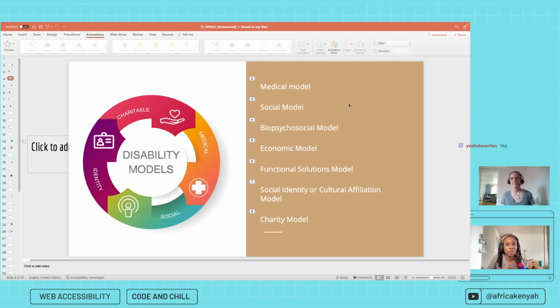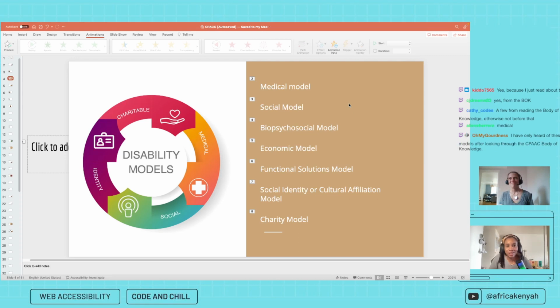Have you heard of any of these, Dorlin? Well, I have, but like I said, I had studied for this exam before, and I actually took the study class that Deck University had done, and they went through them pretty well. So I've read through all of them, but I'm looking forward to a refresher on them. Yeah, when I hear medical model, I cringe a bit. I know. Oh my gosh. I will talk about the medical model a little bit once we get there, which is next. But Kiddo said yes because I just read about them. CJ Dream said yes from the body of knowledge. Kathy Code said a few from reading the body of knowledge, otherwise not before that. And Aleve Herrera said medical. All right. Because I think Aleve Herrera might be coming from therapy.